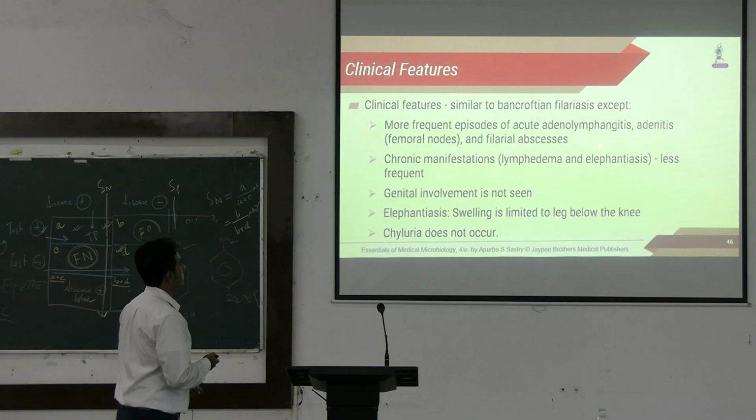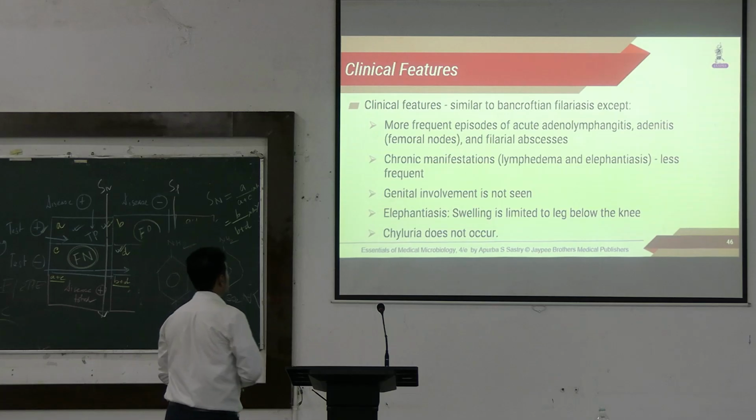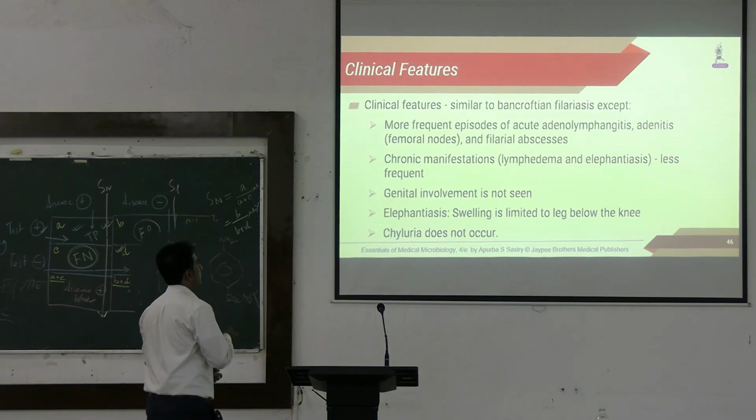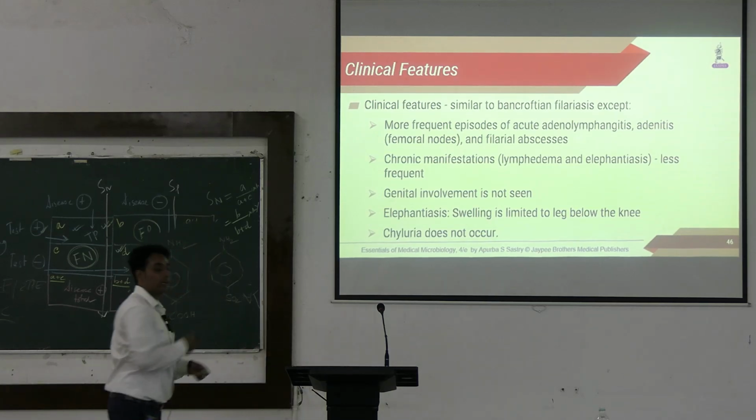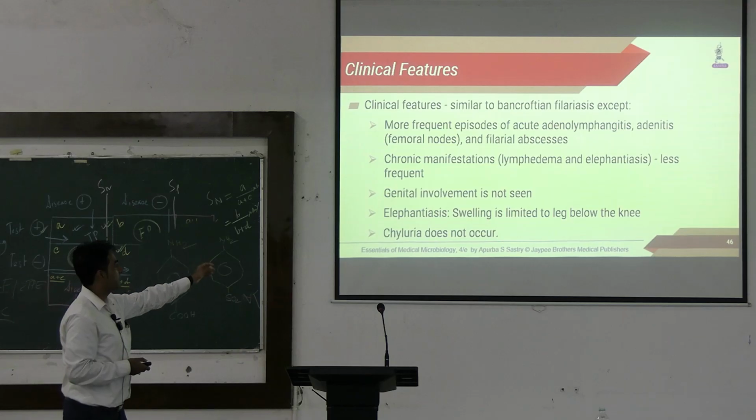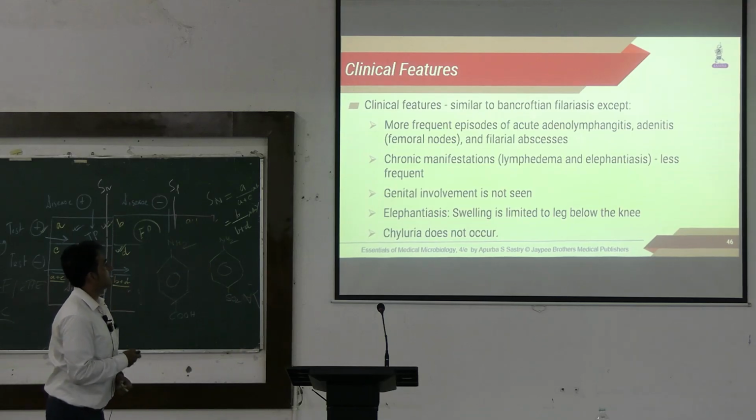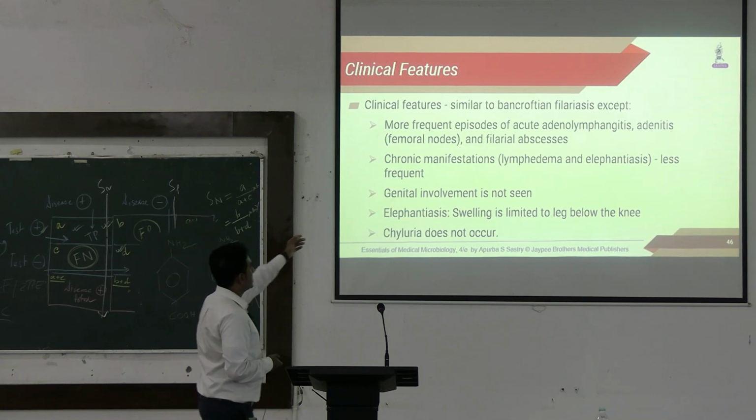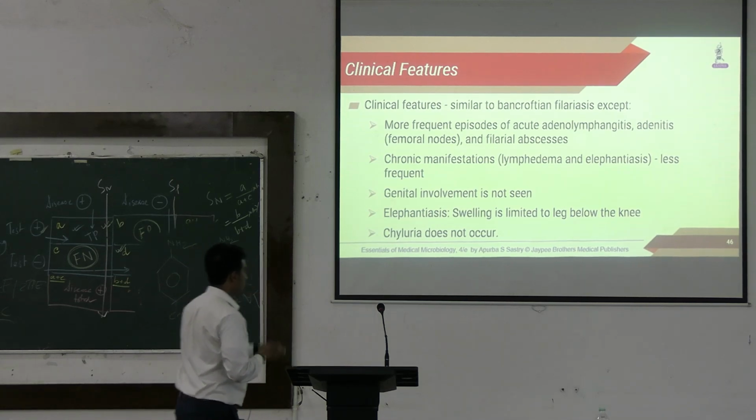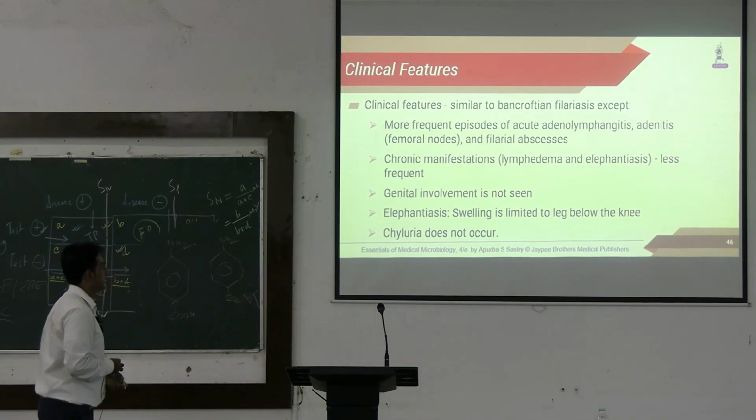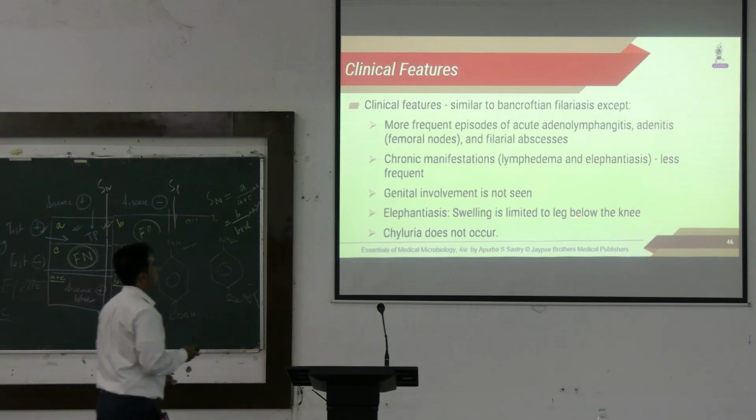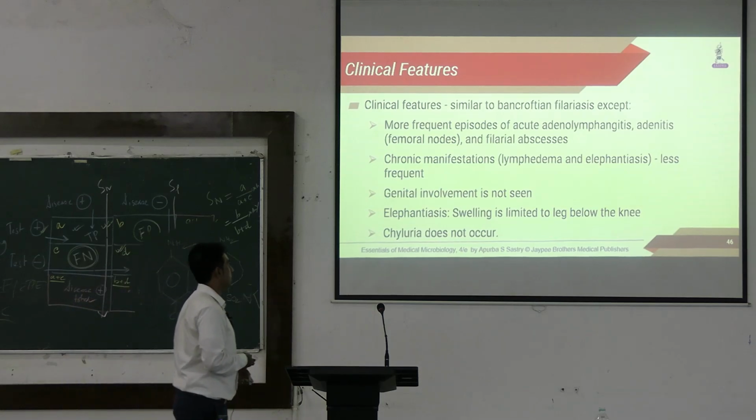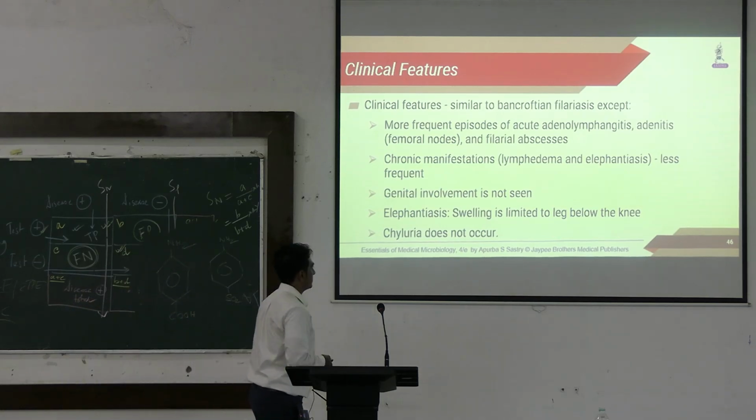There are more frequent episodes of acute lymphangitis and adenitis, occurring in the femoral lymph nodes, and filarial abscesses take place. Chronic manifestations are less frequent. So in Brugia malayi, chronic filariasis is less frequent. There are more frequent episodes of acute lymphangitis and adenitis, especially in the femoral lymph nodes. Genital involvement is not seen, and elephantiasis swelling is limited to the leg only, below the knee. Chyluria does not occur in this case.